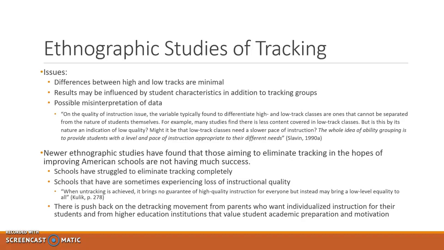Additionally, newer ethnographic studies have found that many of those who are trying to eliminate tracking are not having very much success. Many schools that are trying to eliminate tracking are having a hard time eliminating it completely. The schools that have eliminated it completely are sometimes experiencing loss of instructional quality. Kulik said on page 278 that when untracking is achieved, it brings no guarantee of high quality instruction for everyone, but instead may bring a low level equality to all.